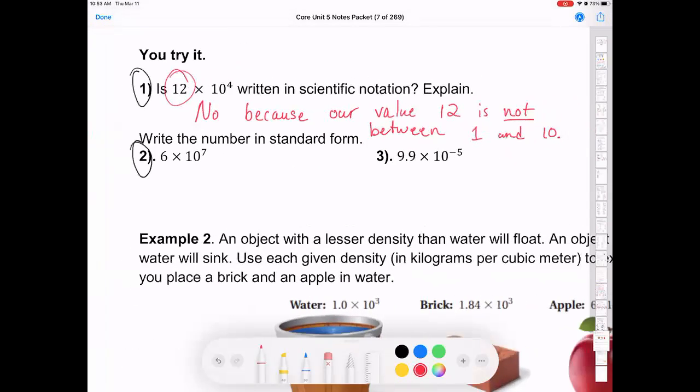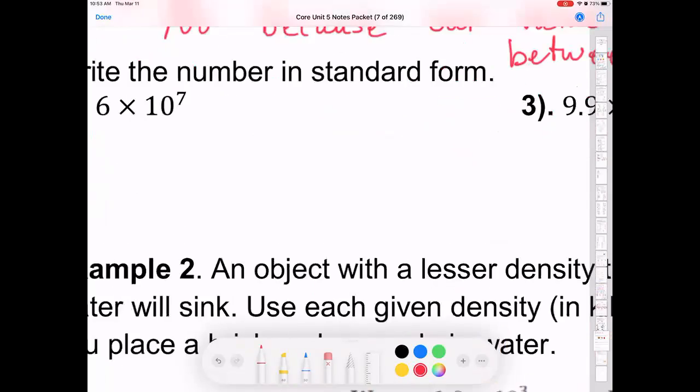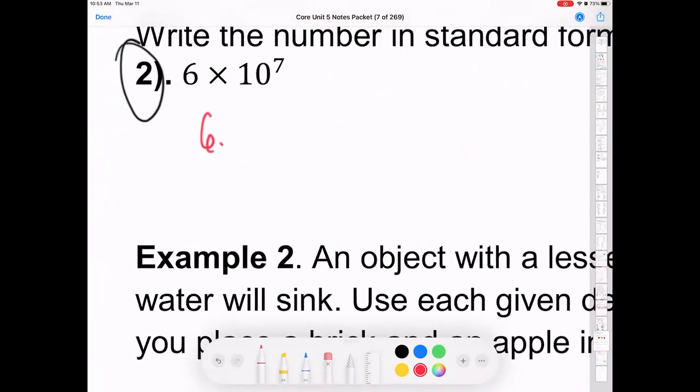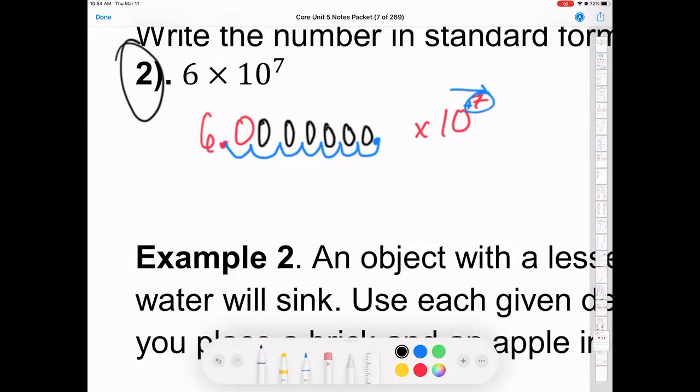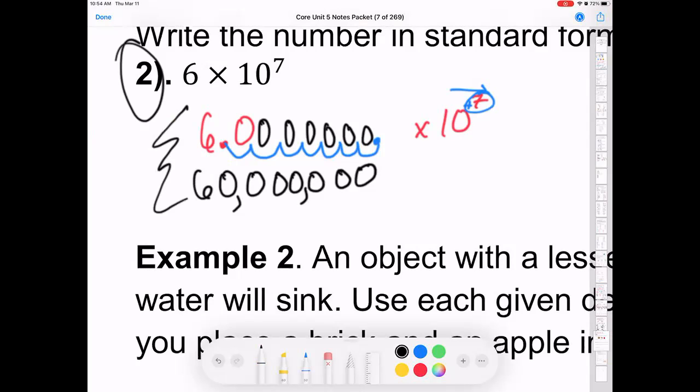Okay. Now, writing these in standard form. Remember, standard form is just a normal number. So if we have 6 times 10 to the 7th power, that is really the same thing as saying 6.0 times 10 to the 7th power. We notice that we have a positive 7, so we're going to move it over to the right 7 places. So 1, 2, 3, 4, 5, 6, 7. We're moving our decimal 7 places to the right. And then we just dump in a 0 anywhere we see those bumps. And so when we are done, we end up with 60,000,000, for a grand total of 60 million. Now, on the practice, I would ask that you guys do those two different steps, one for the bumps, and then one like a nice clean number with all the commas and everything. Okay? So that's what I'm looking for.